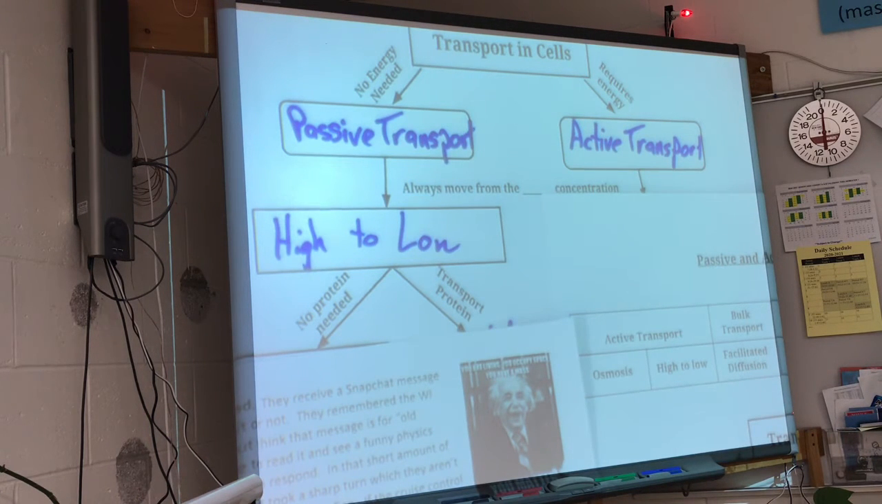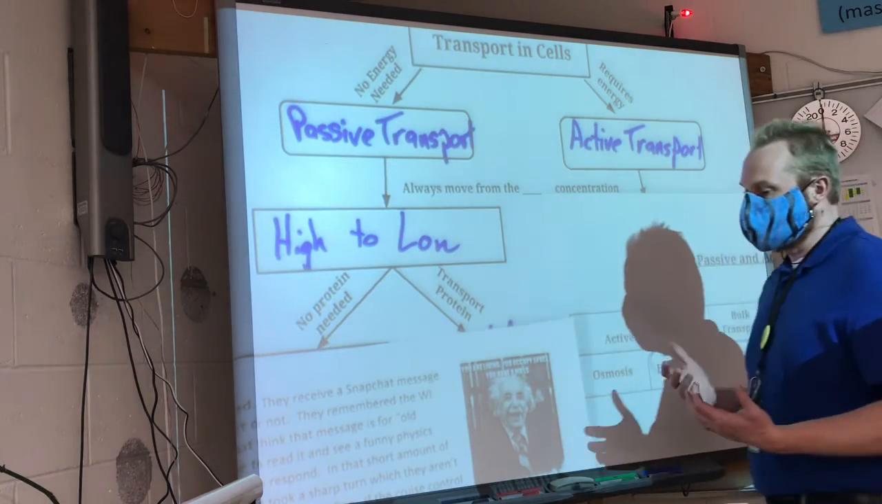Now, when we talk about passive transport, it can either go straight through the phospholipid bilayer, like oxygen, carbon dioxide, water, or sometimes they need a protein channel. They need a little help. Transport protein. They need a little help.